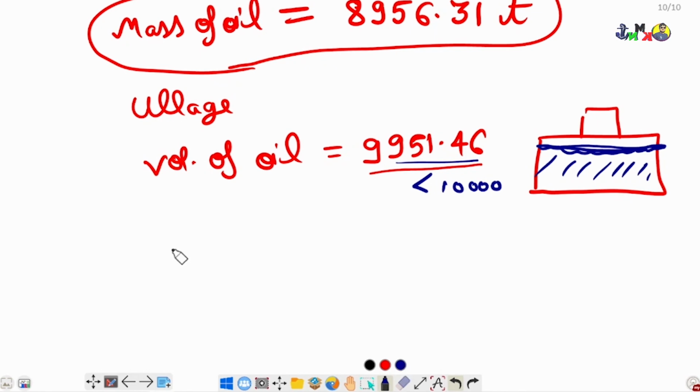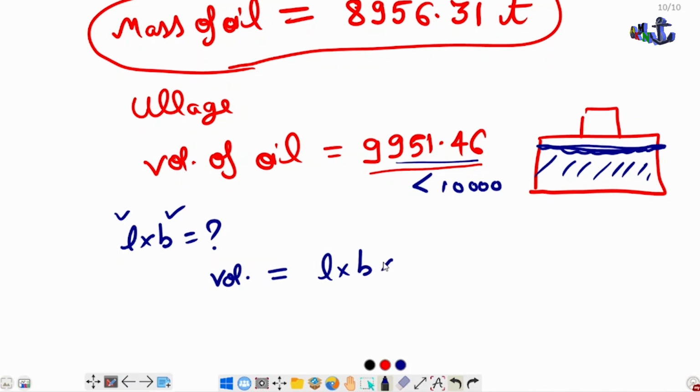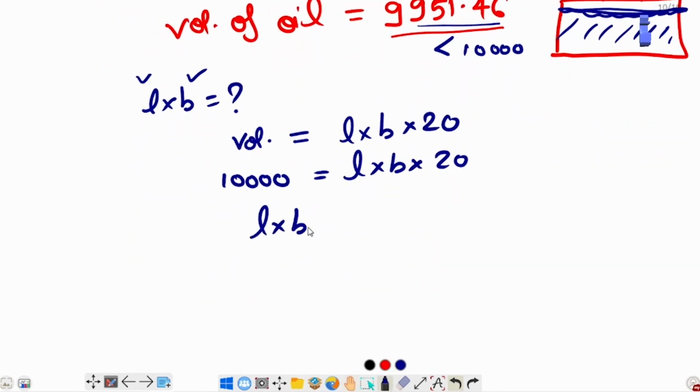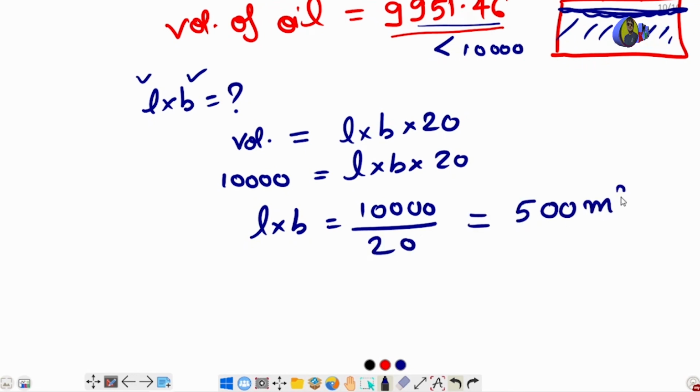For this, first we need to find out L into B. We don't know L, we don't know B. So how can we find out? The volume of the rectangular portion is L into B into 20. So 10,000 is equal to L into B into 20. So L into B will be equal to 10,000 divided by 20, which will give you 500 meters square.